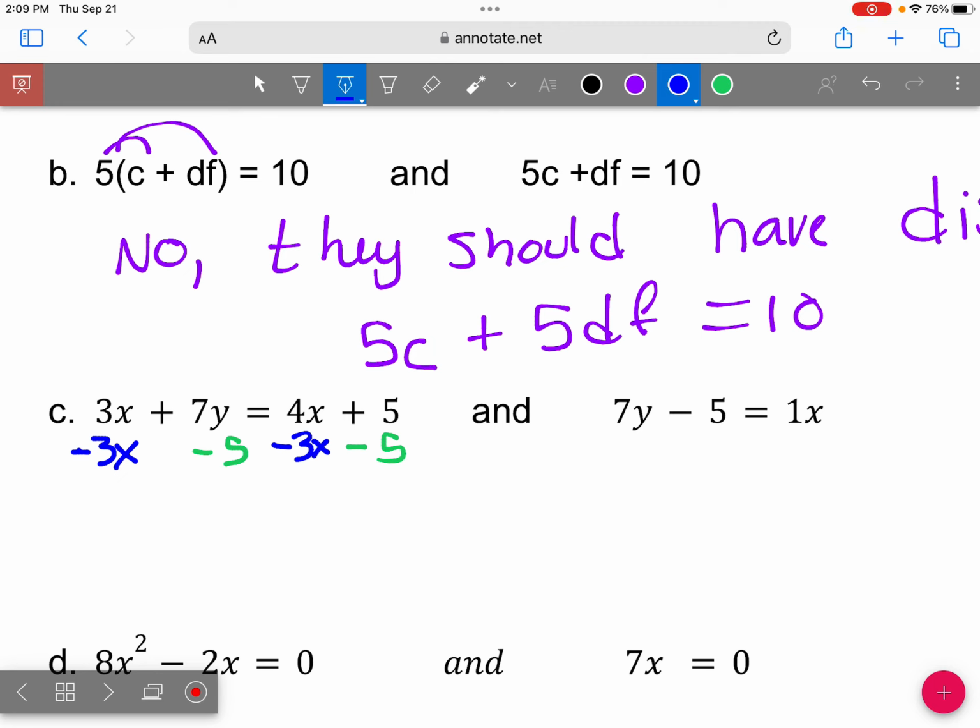Why not? So they put them next to each other, so it's okay to move it. I can move it wherever I want to. If I simplify this, I'm going to have 7y minus 5. And this 5 cancels out, and we'll have 1x over here. So what they did was fine. They just did two things at once, which is not recommended, but it's fine. It's not great, but it's fine.